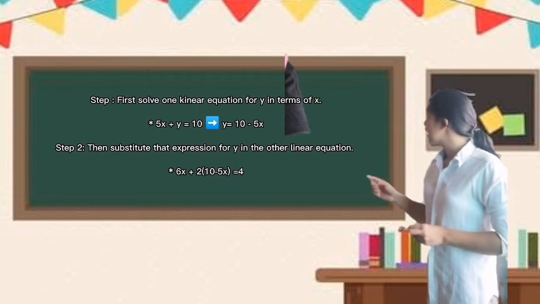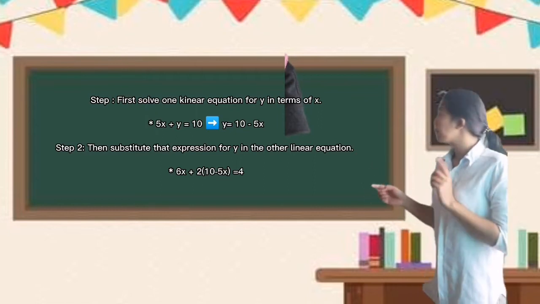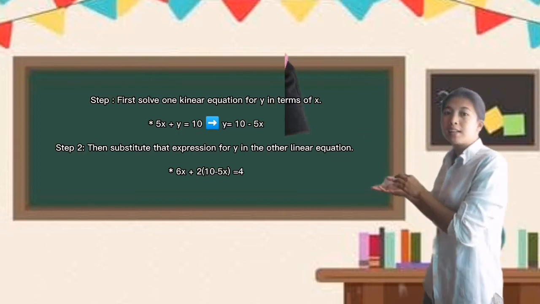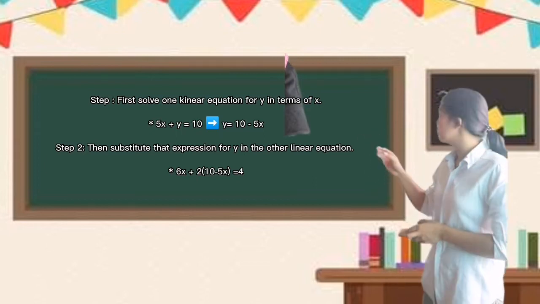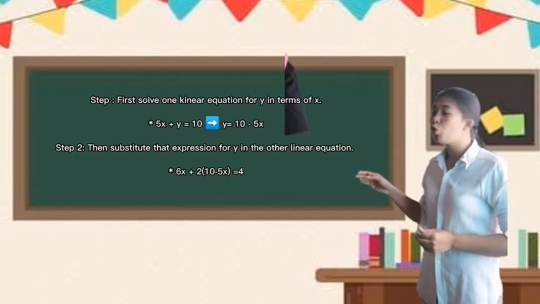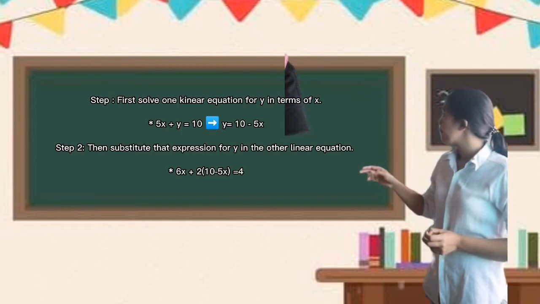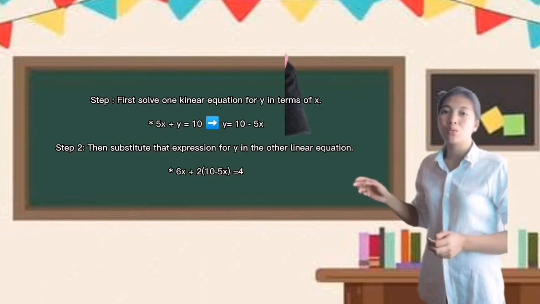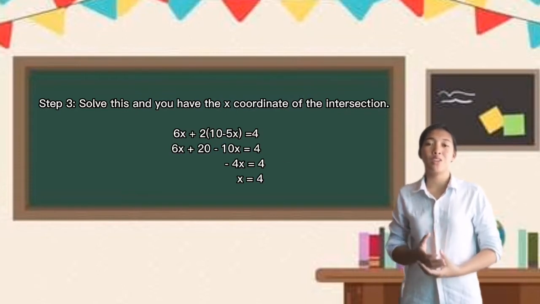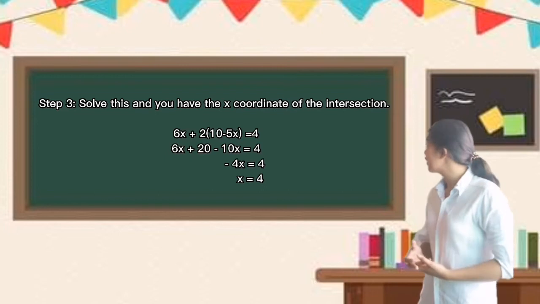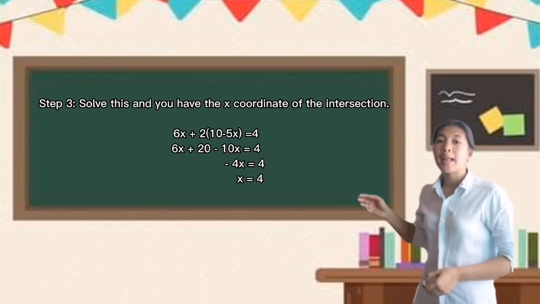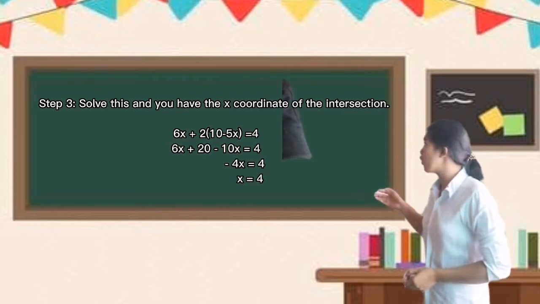So the second step is we need to substitute the expression for y in the other linear equation. So we have here 6x plus 2y, so we need to put the substitution here. So it will become 6x plus 2 times the quantity 10 minus 5x is equal to 4. So in the third step, we need to find the value of x. So we have here 6x plus 2 times the quantity 10 minus 5x is equal to 4.